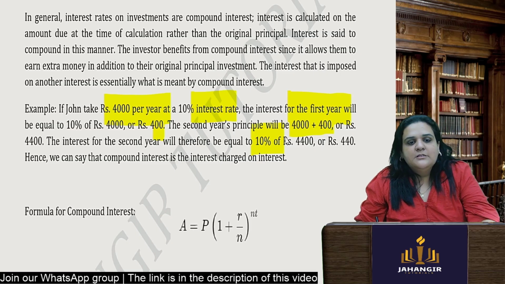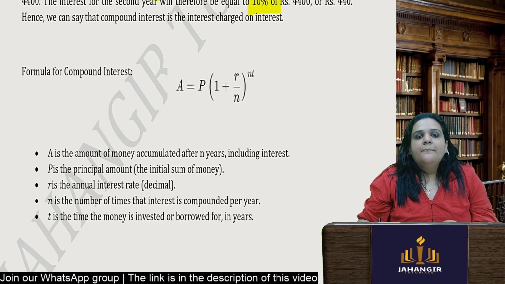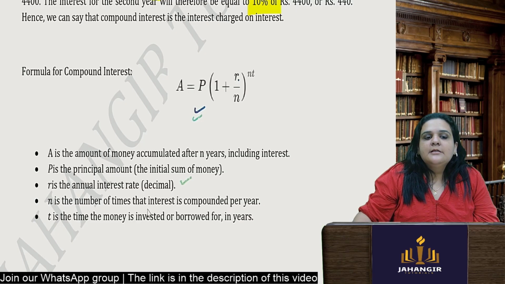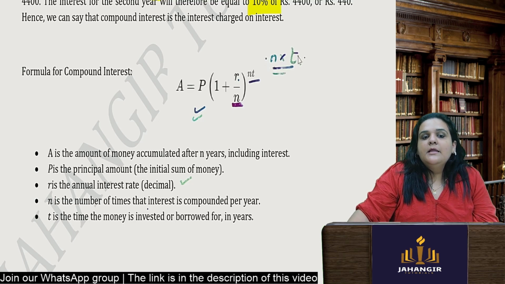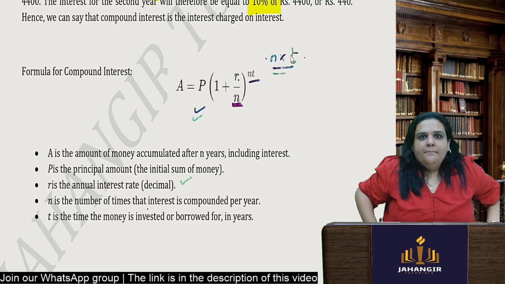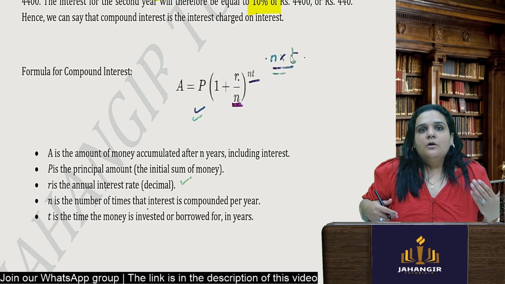So there is a formula for this, wherein the amount to be accumulated after that number of years is nothing but the principal, the whole thing 1 plus R, where R is the rate of interest. You write the rate of interest in decimal over here. N is the number of times the interest is compounded, and here N into T. T is the time the money is being invested or borrowed for, in number of years, meaning 2 years, 3 years. T remains the same time. N is the compounding times, the number of compounding times: half yearly, yearly, quarterly, annually.